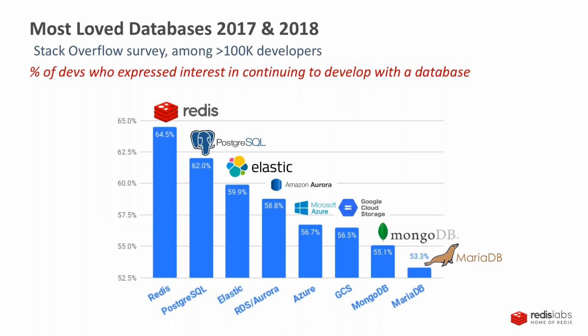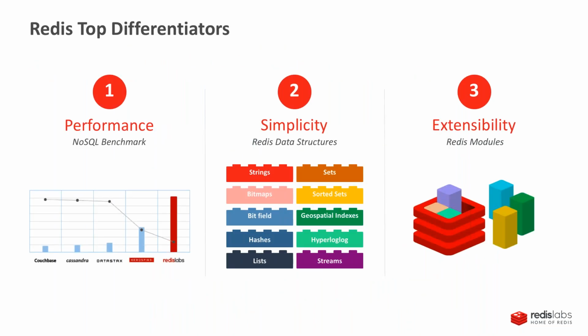When we look at how people love us, it's literally true. In 2017 and 2018, the numbers aren't out for this year yet because it just started, but we are the most loved database. And that's the people who wanted to continue to develop with us or are looking to develop with us. And this is from Stack Overflow. It's a great honor for us, and we see it, and people love using Redis. It's a great thing to talk about because people all love hearing about it. The story about Redis is there's 3 main things that we kind of talk about. We talk about performance, we talk about simplicity, and we talk about extensibility.